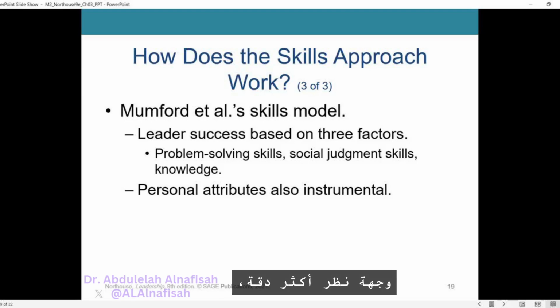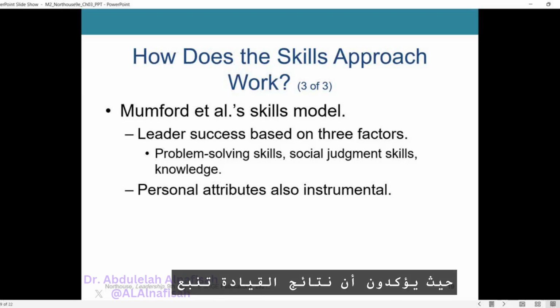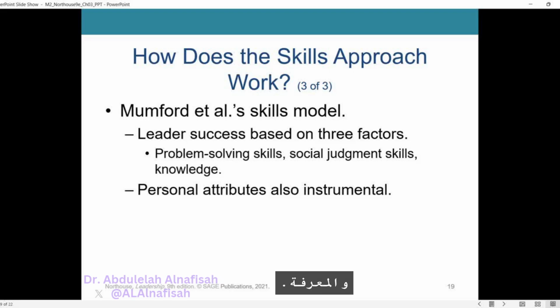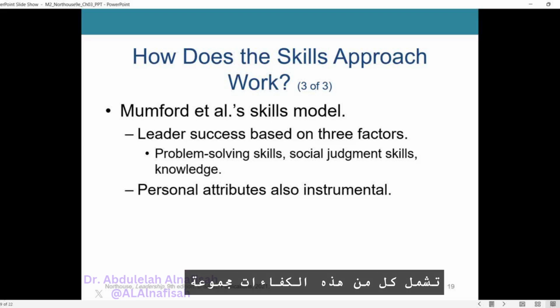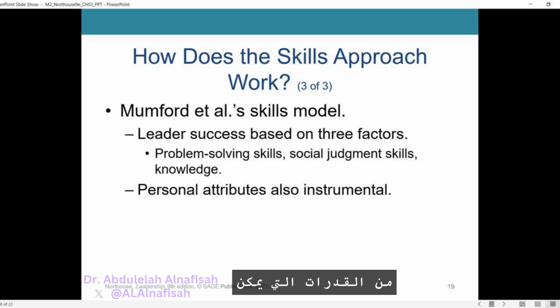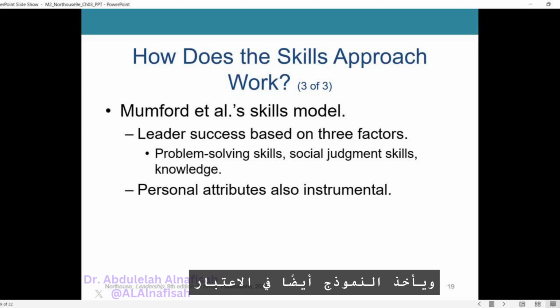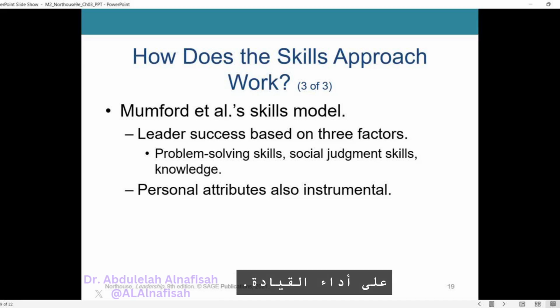Mumford and colleagues provide a more nuanced view, asserting that leadership outcomes stem directly from competencies in problem-solving, social judgment, and knowledge. Each of these competencies encompasses a range of abilities that can be learned and developed. The model also considers how individual attributes, such as cognitive ability and personality, as well as career experiences and environmental influences, impact leadership performance.